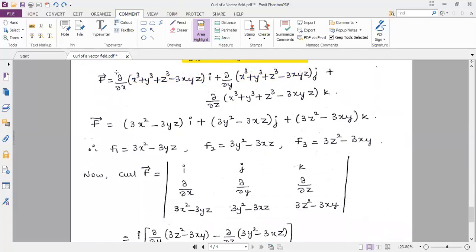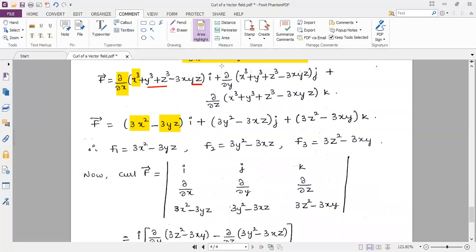So ∂/∂x of x³ + y³ + z³ − 3xyz: differentiation of x³ is 3x². y³ + z³ is entirely a constant, so differentiation goes to 0. Minus 3yz is a constant, differentiation of x is 1. So we remain with minus 3yz only, multiplied by i.